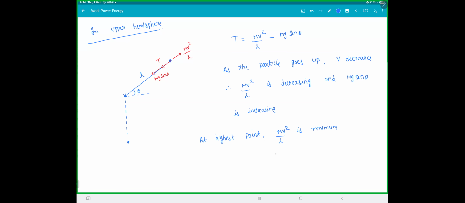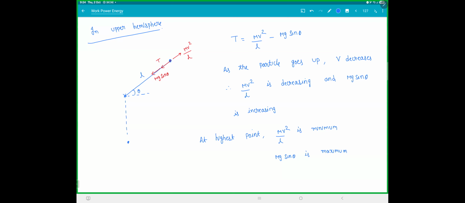And at that point, your mg sin theta is the maximum, it is strongest. So basically, this is just before the interval or climax of the scene. So now think about it like this. At the highest point, if your centrifugal force can somehow balance your mg sin theta, right? What will happen after that?